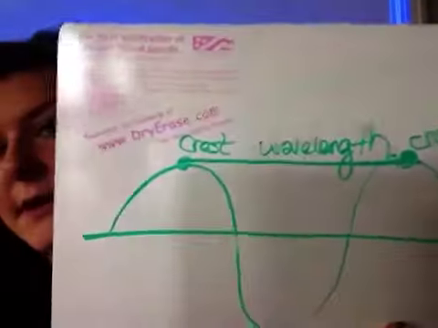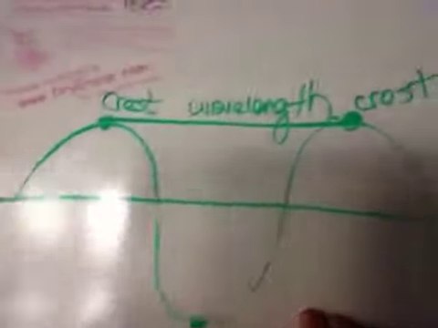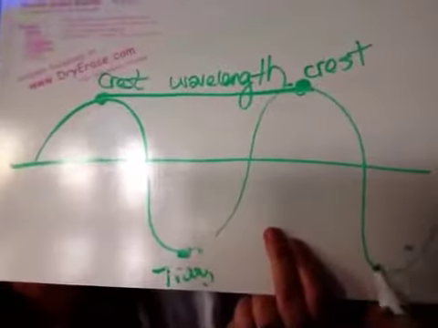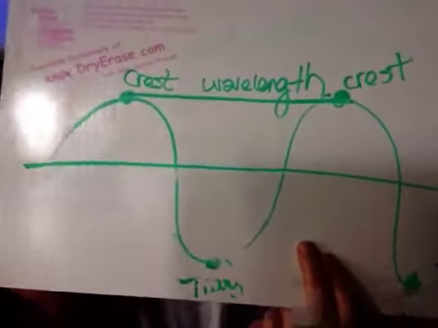So from crest to crest here, those are two equal points. That is what we would call your wavelength. So from crest to crest could be a wavelength. Or if I had a trough down here and then a trough down here, which I do, from that trough to that trough would also be considered a wavelength.